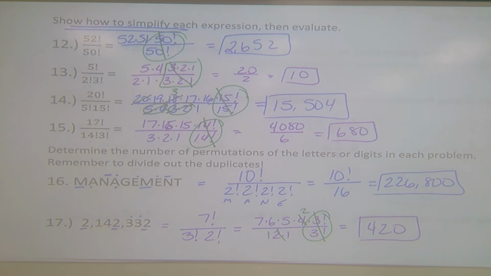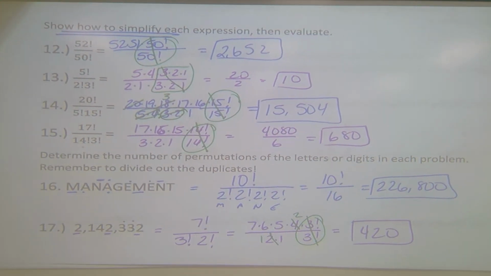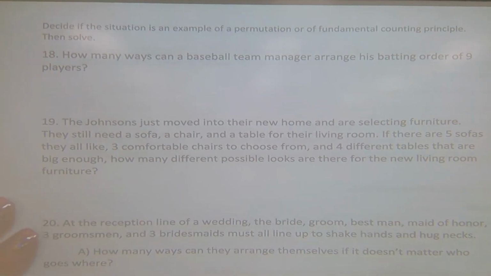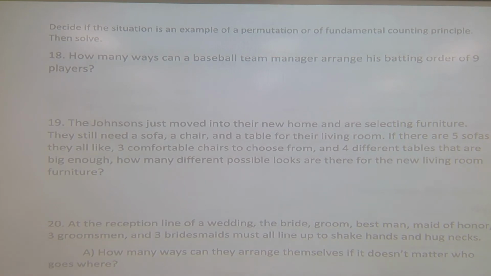All right, let's look at the back page. On the back, decide if the situation is an example of permutation or a fundamental counting principle, and then we're going to solve. I have 3 of those situations that I'm going to decide what they are and then solve to figure out how many. Number 18, how many ways can a baseball team manager arrange his batting order of 9 players?